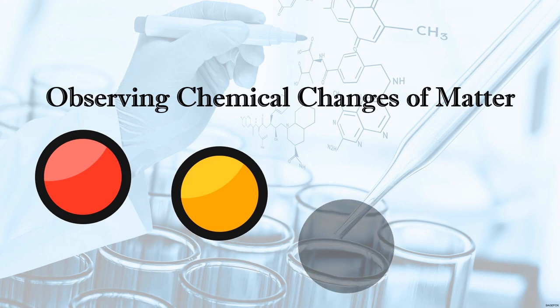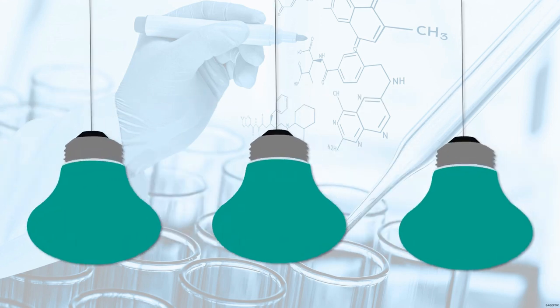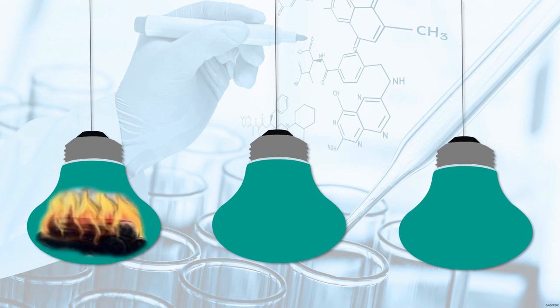Observing chemical changes of matter. When two substances react and a new substance is produced, which is unlike either of the original substances used, a chemical change has taken place. Let us look at some examples of chemical changes.